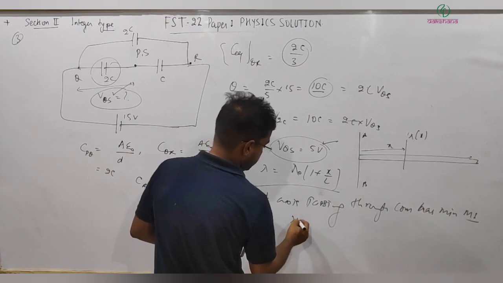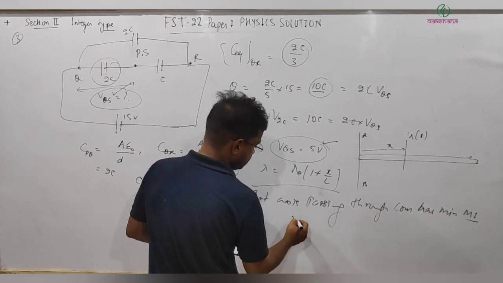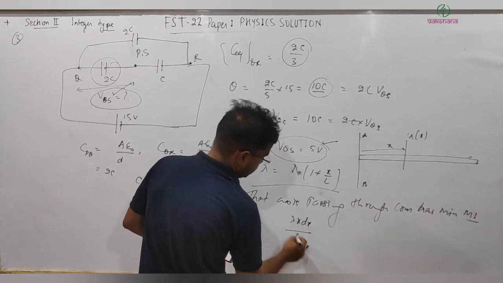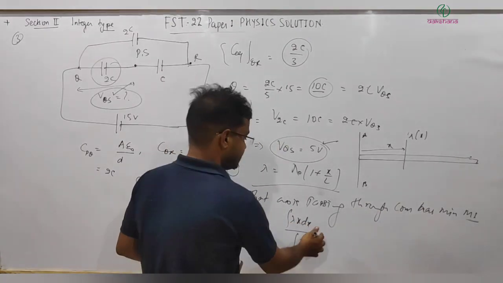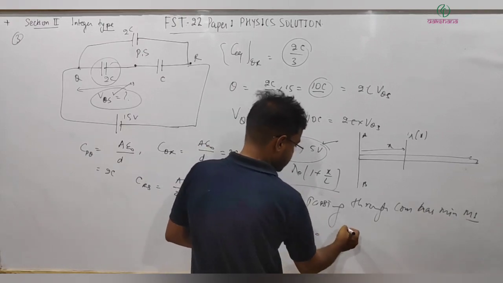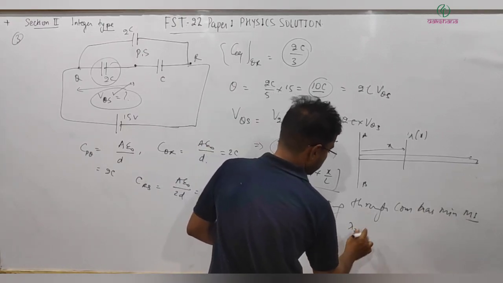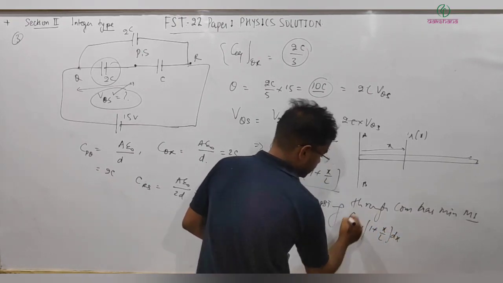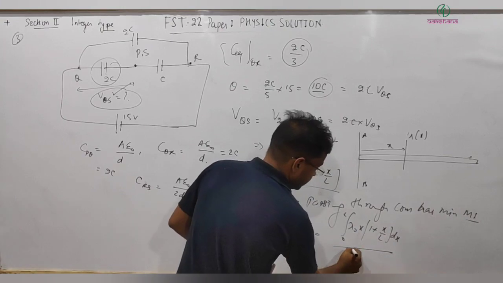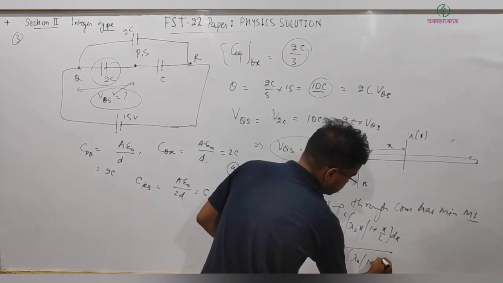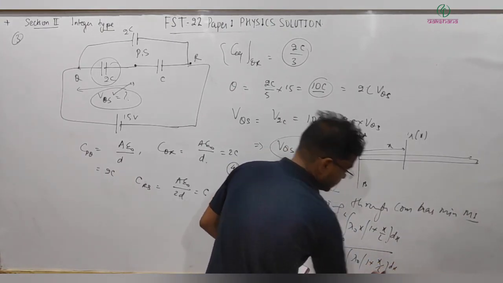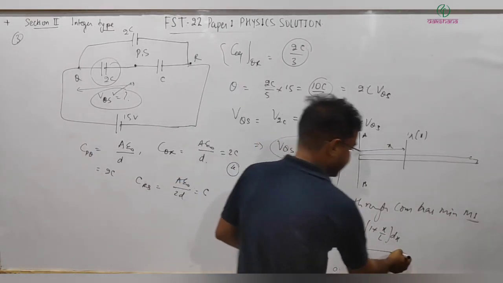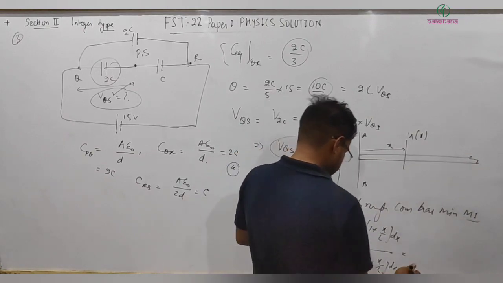Integral of lambda x dx divided by integral of lambda dx, and that we can simplify. So it's lambda naught into x into 1 plus x by L dx, limit 0 to L, and here lambda naught into 1 plus x by L dx, again limit 0 to L, and here we can simplify it. We get the answer actually like this.